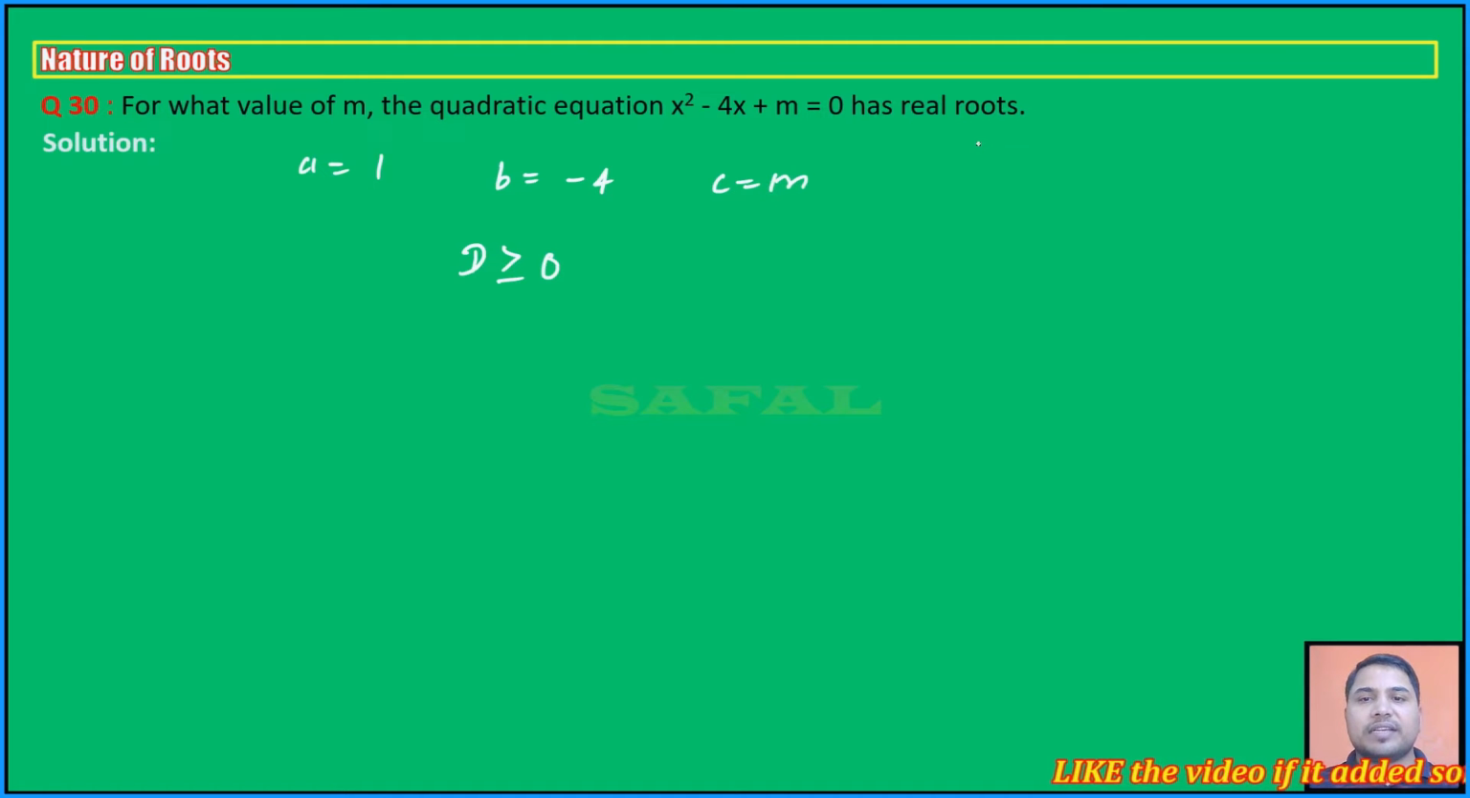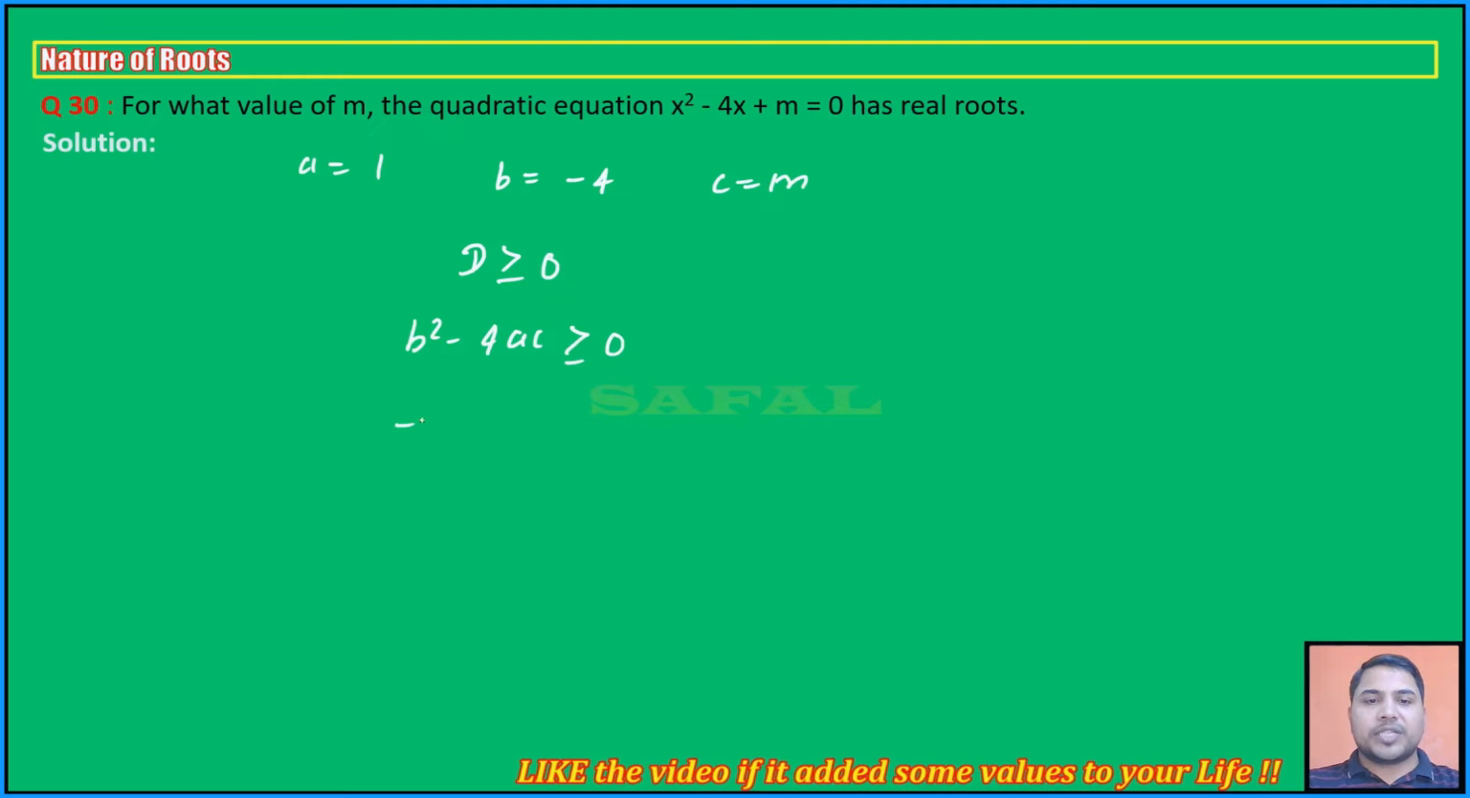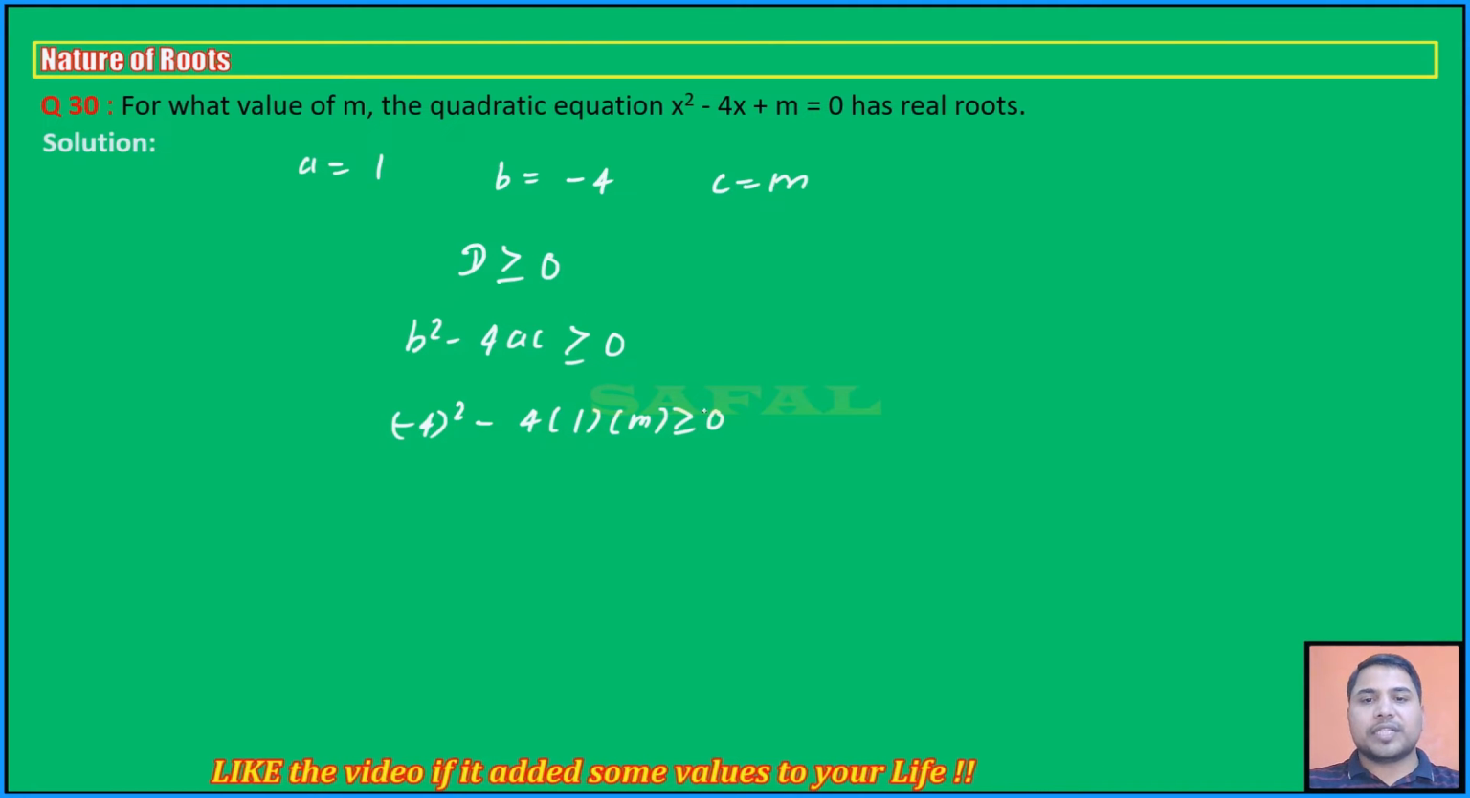Here it is not mentioned that real and equal or real and unequal. So if they are saying only real roots, so that time you have to take both conditions, D greater than equals to what? 0. So D is b square minus 4ac, so that has to be greater than equals to what? 0. Now let us substitute the values. So minus 4 square minus 4, a is 1 and c is m. So greater than equals to what? 0. So 16 minus 4m greater than equals to 0.